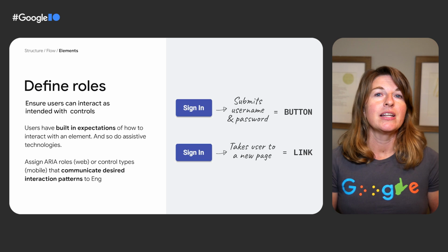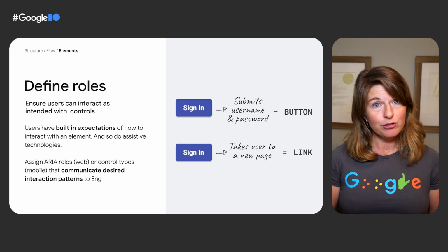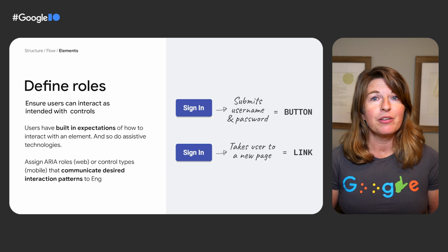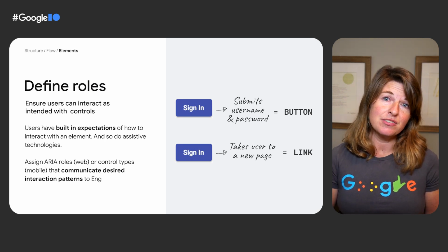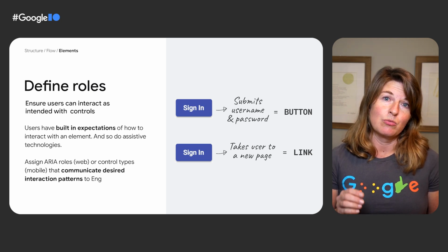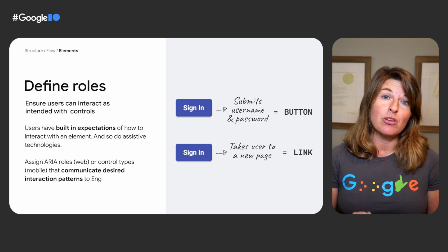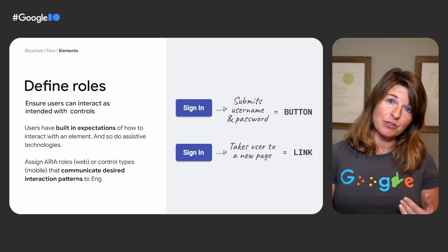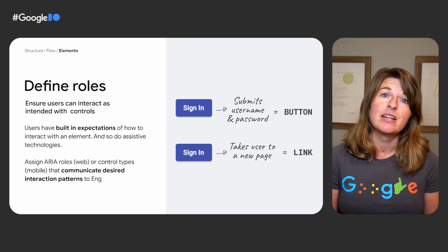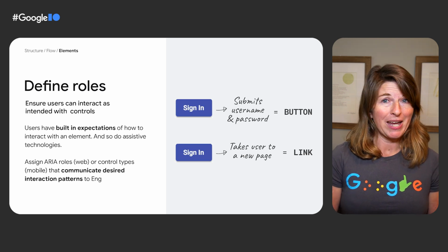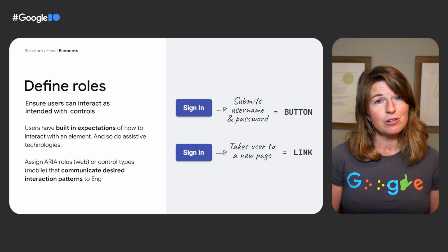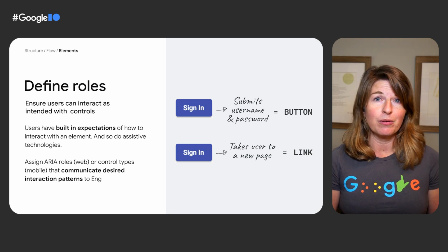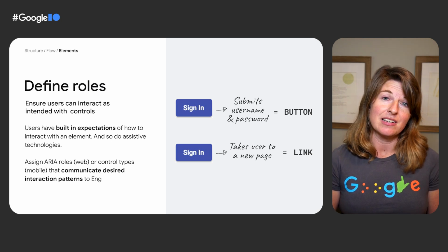So here in this slide, we have two buttons, and visually they look the same, but how they're defined and coded changes how they behave. In the first example, the role has been defined as a button. So when we submit it, it'll keep the user in the flow. And in the second version, this element actually navigates me to a whole different page. And because of that, its role is a link. So in the world of the web, we use ARIA roles, and those include defined accessibility behavior.